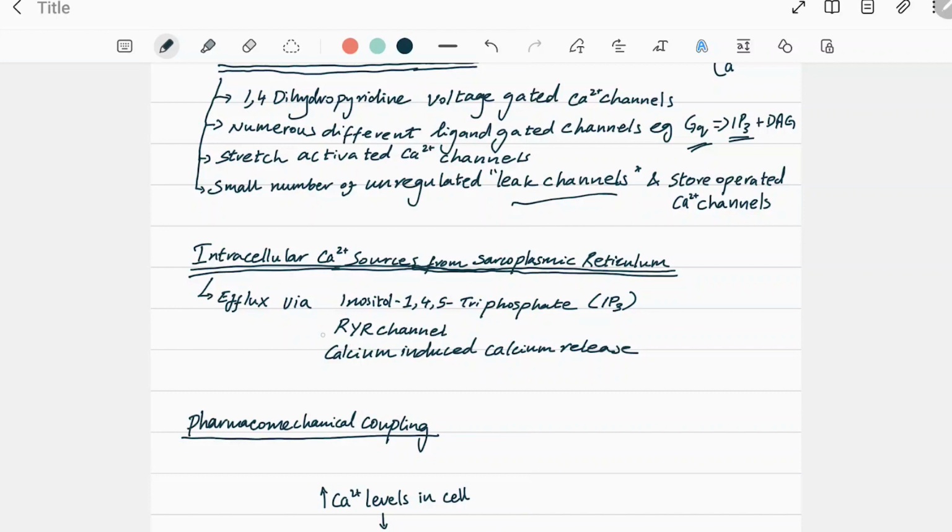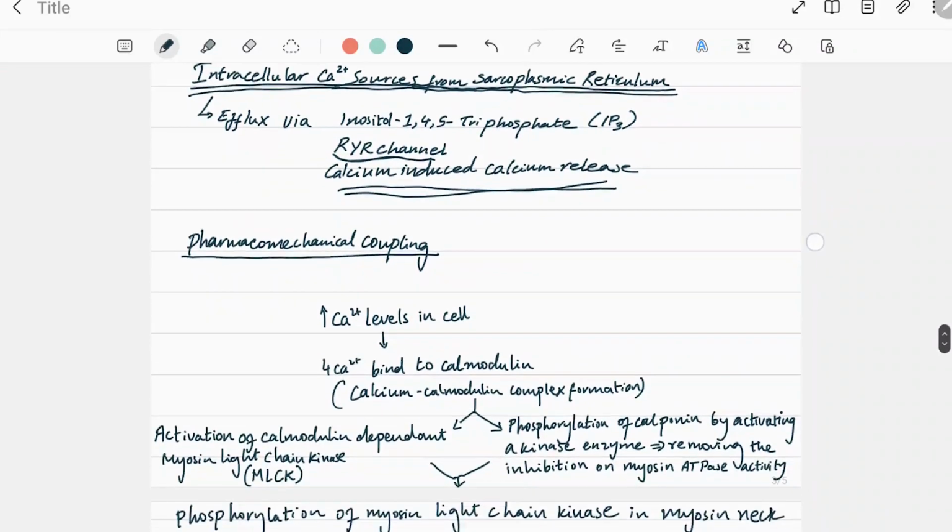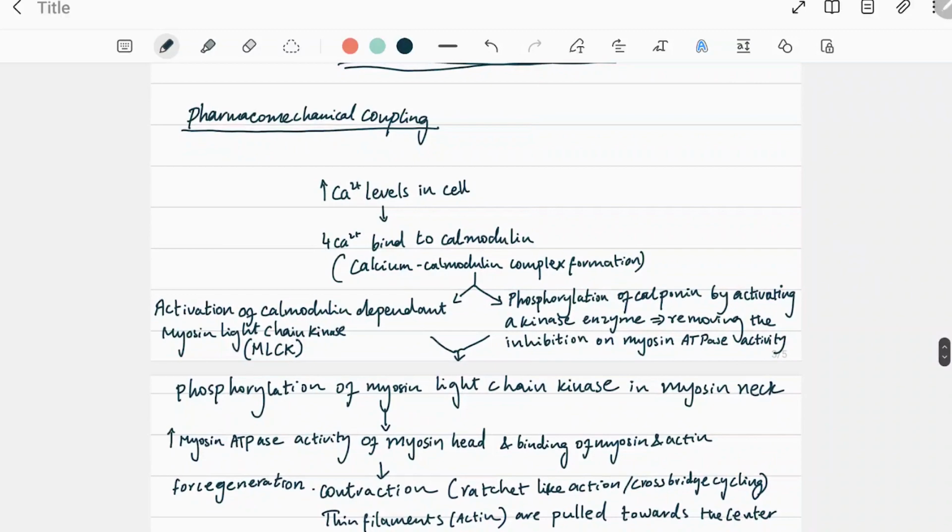So then after that we have ryanodine channels. Ryanodine channels, again, are located on your smooth endoplasmic reticulum, and they will release calcium. And you have calcium induced calcium release, just like in your cardiac muscle. All right, and then let's talk about the pharmacomechanical coupling.